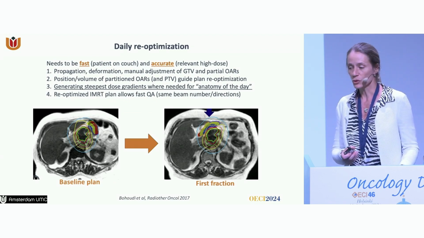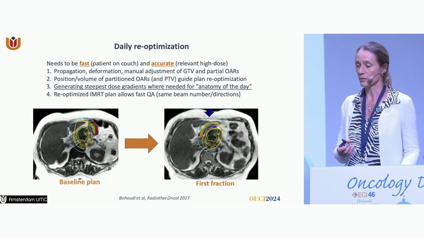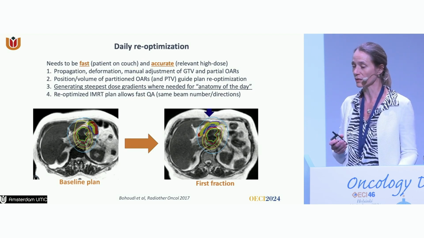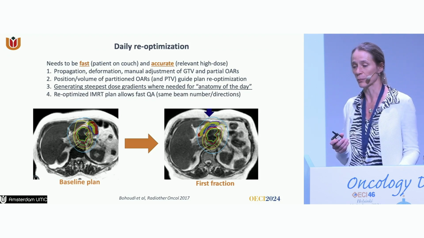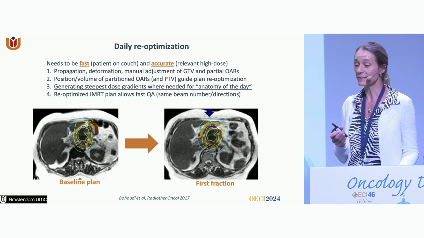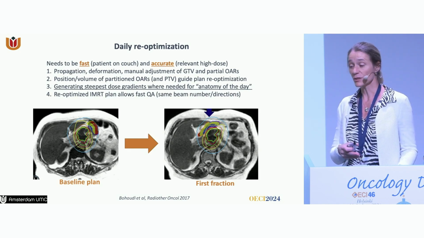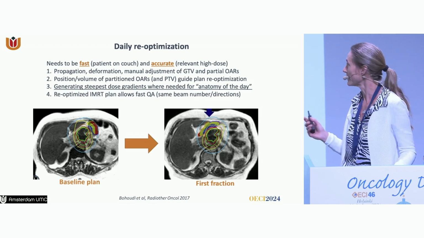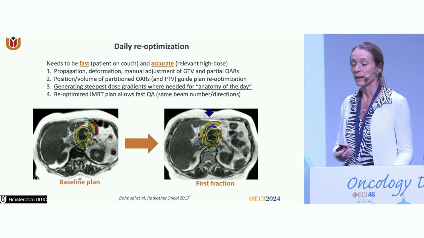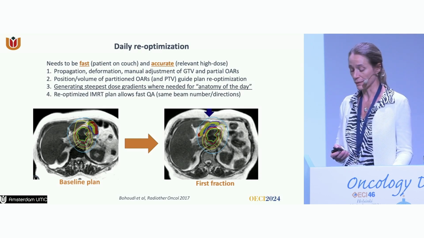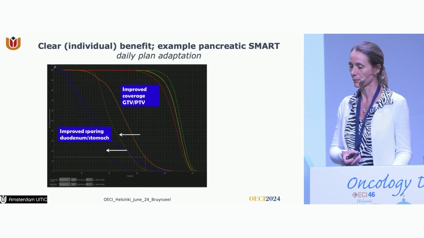After manual adjustment of the GTV and the organs at risk, the position and the volume of the partitioned organs at risk guide plan reoptimization. In this way, the steepest dose gradient is there where you need it for the anatomy of the day, as you can see in this example from baseline plan to the first fraction. The plan is reoptimized, and after a fast QA, delivery is performed.